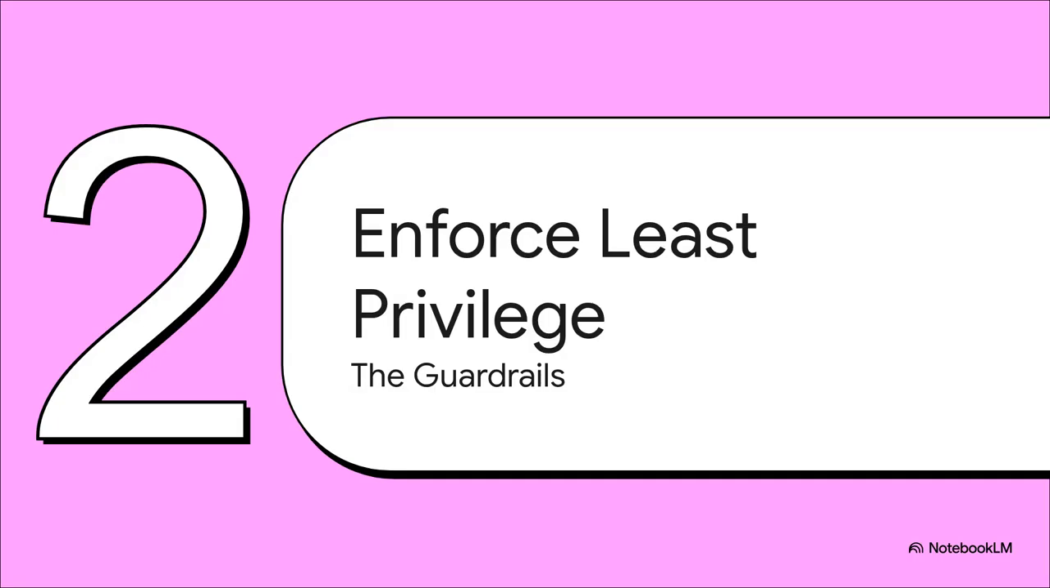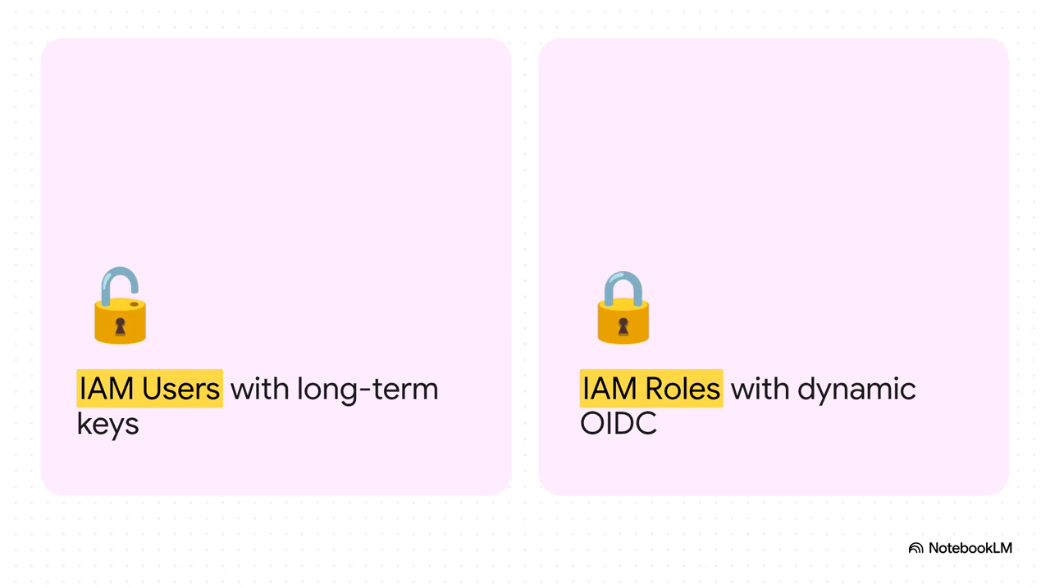Moving on to Part 2, enforcing least privilege access. These are your guardrails. Let's shift our focus over to operational security. Now, what's really interesting here is the massive difference between the old way of doing things and the new way. The golden rule: broad access is a huge vulnerability. On the left side, we've got legacy IAM users relying on hard-coded, long-term access keys. These are incredibly high risk.